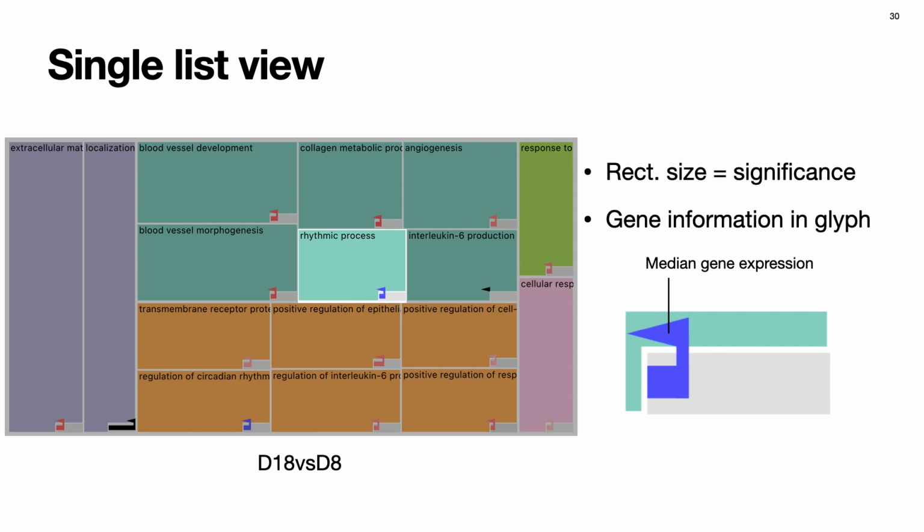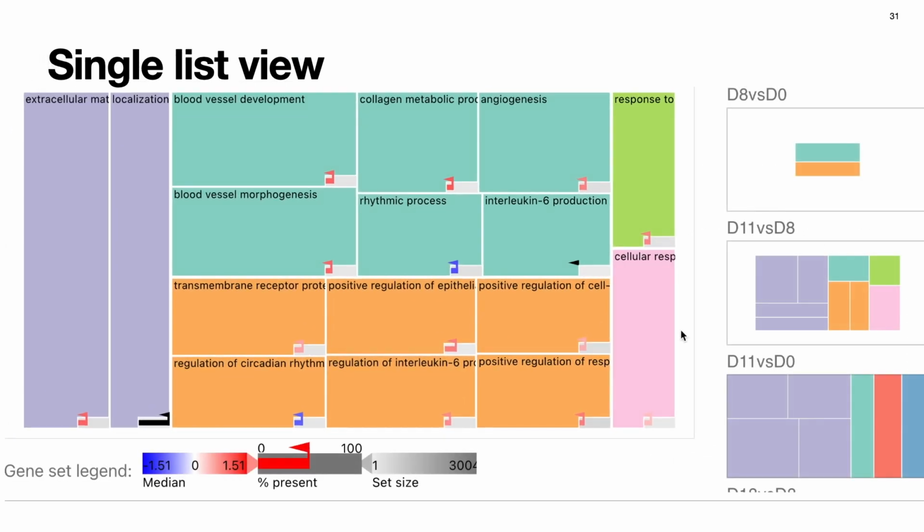The color of the bar of the glyph shows the median gene expression, which is negative in this case. The small attachment on top ensures that the color is always visible, even when the bar is very small. The length of the bar shows the proportion of genes that are differentially expressed. Here it's about a quarter of the genes. The background of the glyph encodes the set size, which is the total number of genes associated with the GO term, while smaller sets receive brighter colors than larger sets. Transitions between tree maps are animated to allow users to see the most prominent changes.